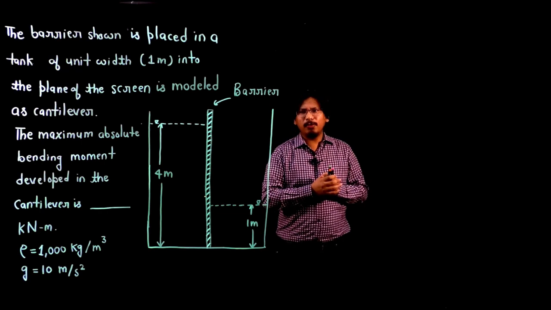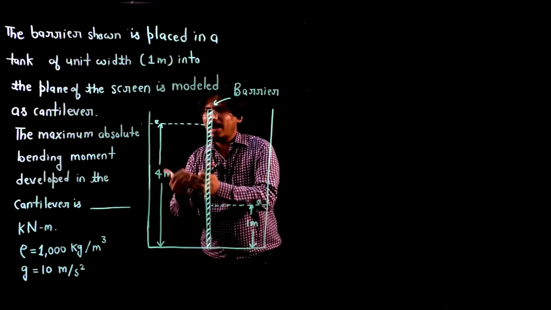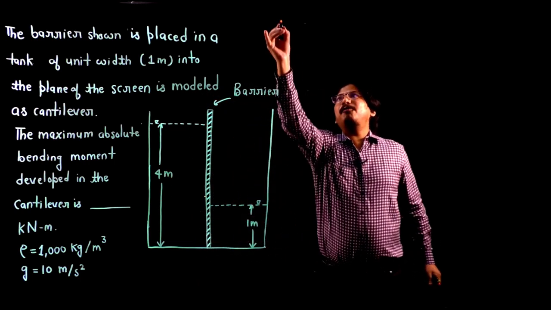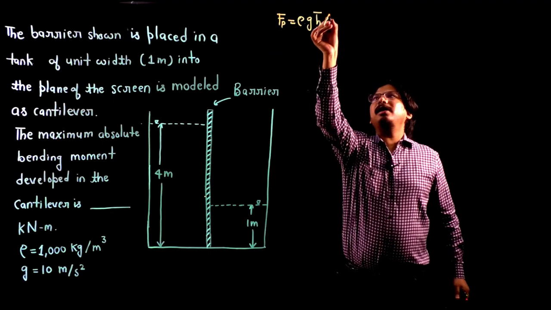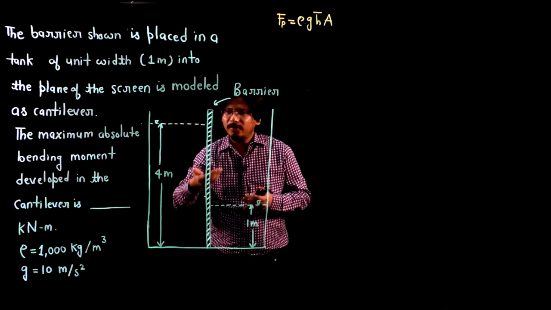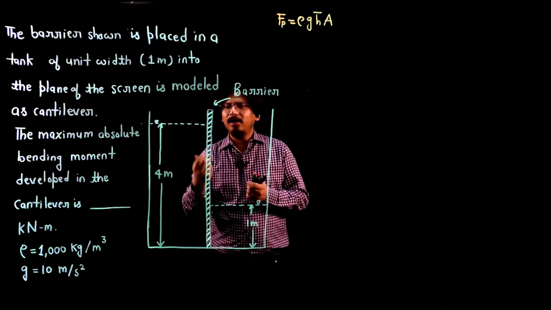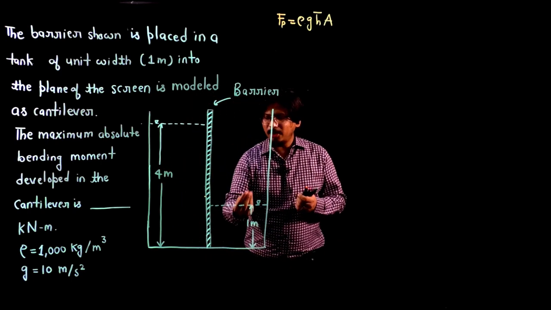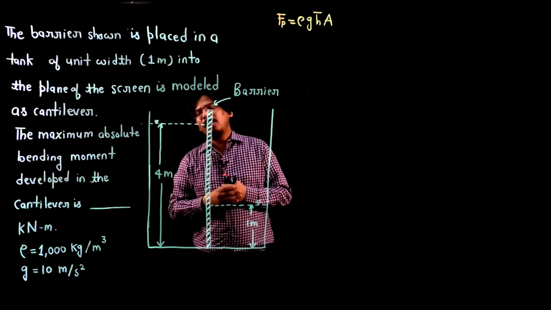Now in the hydrostatic forces chapter, we have seen how to convert this uniformly varying load applied by the liquid into a point load, and the formula was given as Fp is equal to rho g h bar into area, where h bar was the depth of centroid from the free surface. So using this formula, we will get the point loads acting on the left face of the barrier by this left side water, and acting on the right face of the barrier by the right side water.